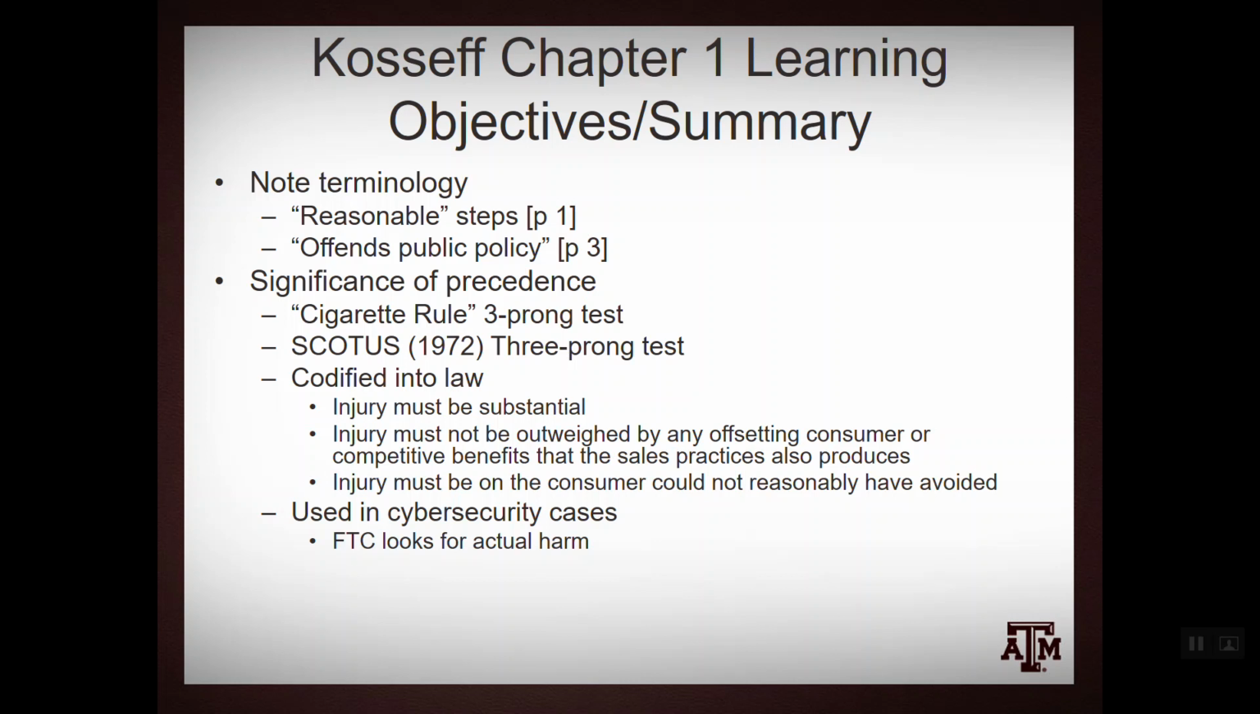Okay, let's see, what else do we want to see? We want to look at the significance of precedents in the cigarette rule. I didn't put a page number on that. But again, wait a minute, cigarette, this was about liability. This wasn't about cybersecurity. Again, remember that we look at the law as process and the precedent, and we look at the rule of law. Not the fact it was about cigarettes or anything else, the rule of law. So this is where the Supreme Court came up with the three-pronged test and then codified that into law of what could be for standing, okay? And in cybersecurity cases, the FTC looks for actual harm.